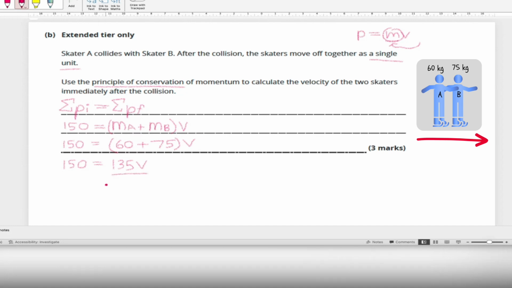Now, I want to get v alone because I want to solve for v, so I'm going to divide by 135. The 135 above the line and below the line will cancel out, so I'm just left with v, the velocity. Whatever I do on the one side, I have to do on the other side as well. What is 150 divided by 135? That gives me 1.1. So that means the velocity of the two skaters immediately after the collision is equal to 1.1 meters per second.